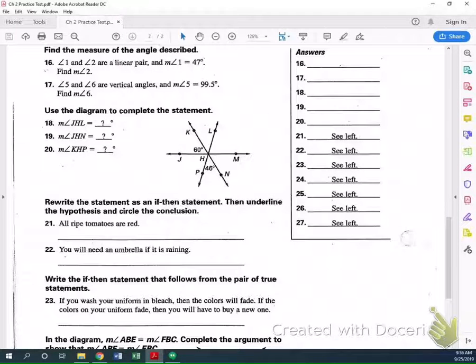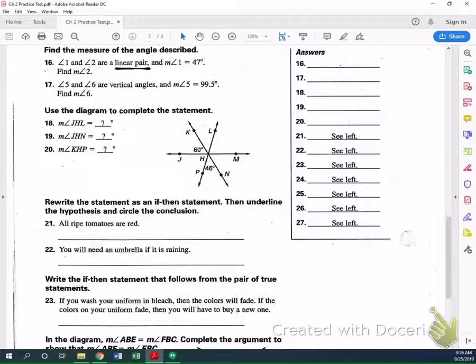All right, so number 16 says that angle 1 and angle 2 are a linear pair. The measure of angle 1 is 47 degrees. Find the measure of angle 2. What does it mean to be a linear pair? A linear pair. What do they make? They make what? A line.